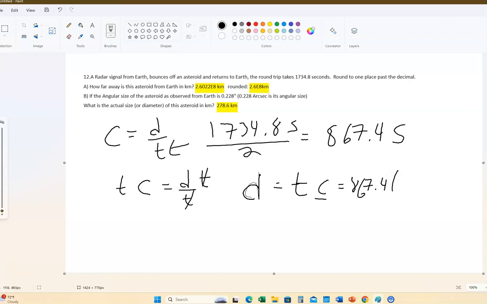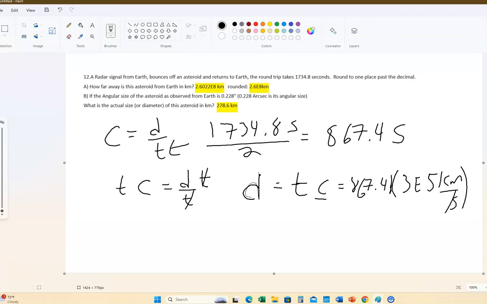So that value in meters is 3 times 10 to the 8th meters per second. Since we want d to be in kilometers, we're going to use 3 times 10 to the 5th kilometers per second. And this, of course, is in seconds. The time is in seconds. And so the seconds cancel. The units always have to cancel.